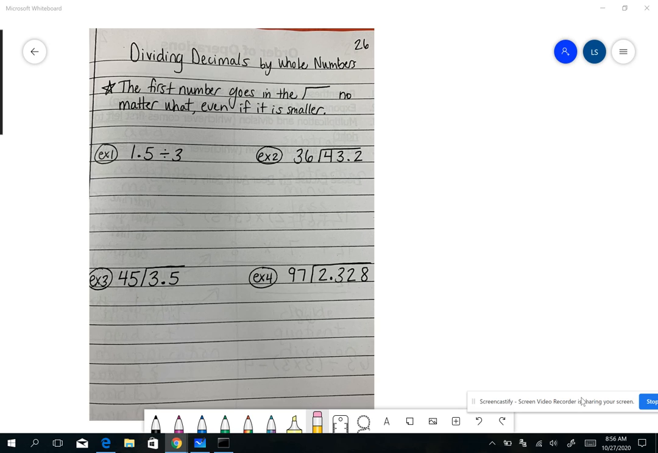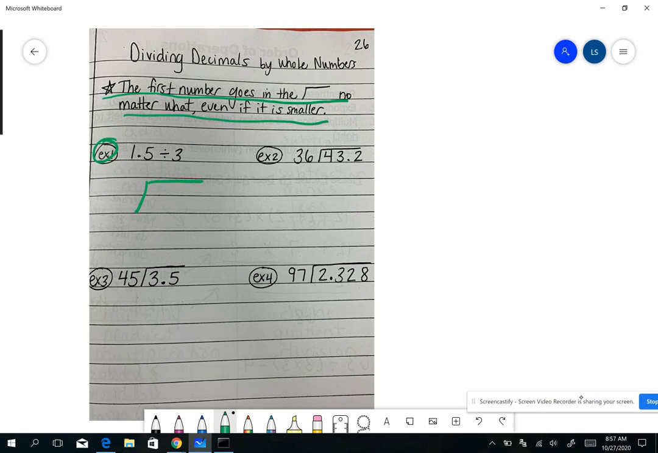Dividing decimals by whole numbers. So in the past, you've probably learned that the bigger number always goes in the house, or the bigger number is always the dividend. But that's not always the case, because you could have something like our example number 1, which is 1.5, and divide that by 3. So no matter what, the first number is going to go in the house. That's how you read the problem anyways. 1.5 divided by 3. So you have to do it that way.